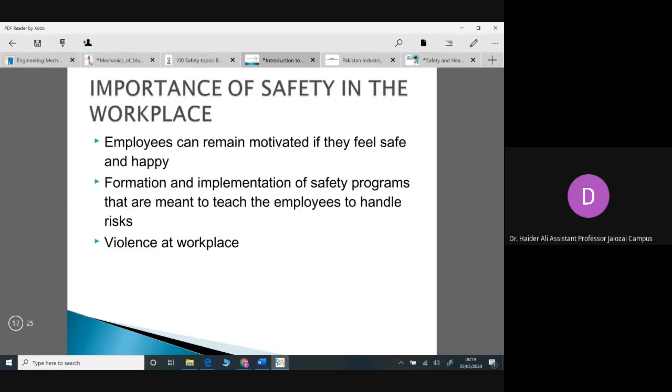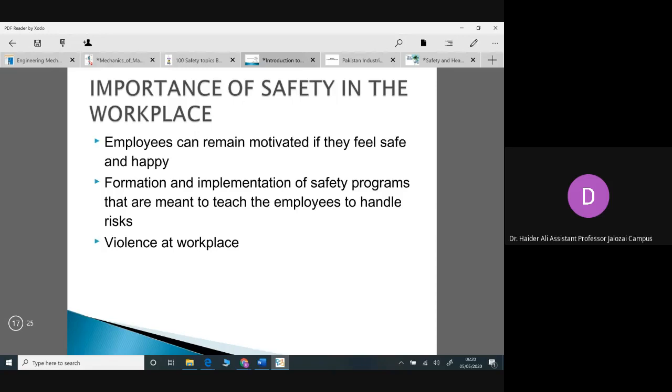Now, more importantly, what is the importance of safety in the workplace? Employees can remain motivated if they feel safe and happy. What do you mean by that? As a human being, the first and foremost thing is that you want to be safe, and if you are safe, then you will feel happy, right? And motivated to work in that environment. Formation and implementation of safety programs that are meant to teach the employees to handle risk. Okay.